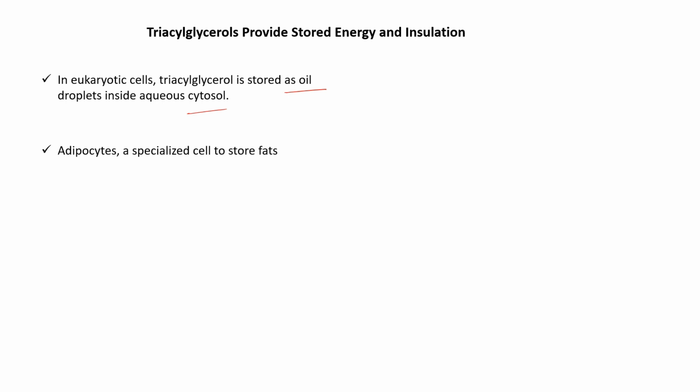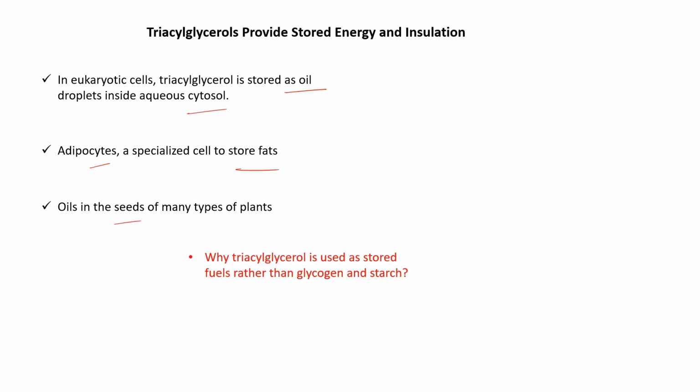Now, triacylglycerol provides stored energy and insulation. In eukaryotic cells, triacylglycerol is stored as oil droplets inside the aqueous cytosol. In vertebrates, adipocytes, which are specialized cells, are found to store fats. In plants, oils are found in seeds that are used to provide energy during germination.